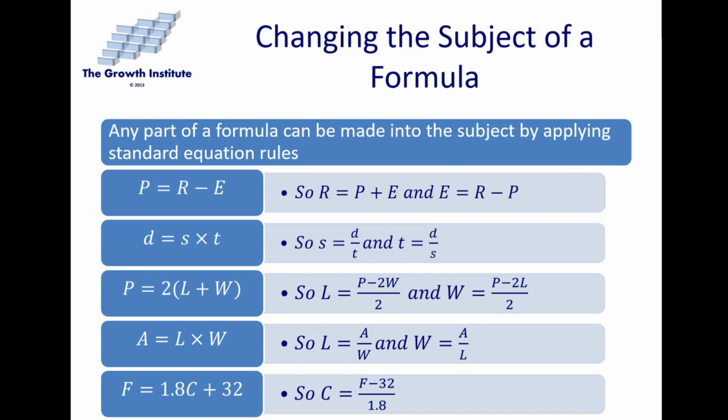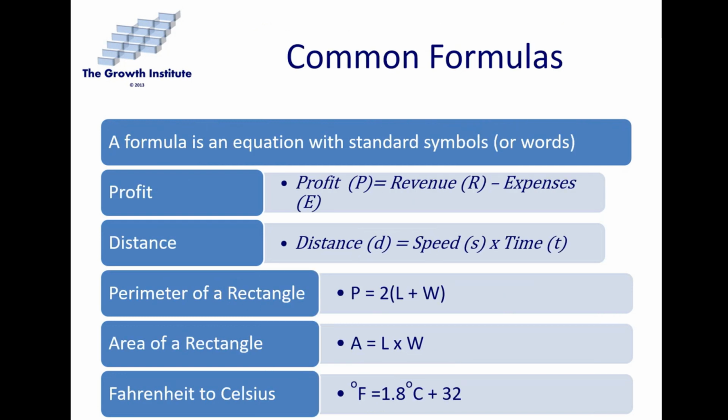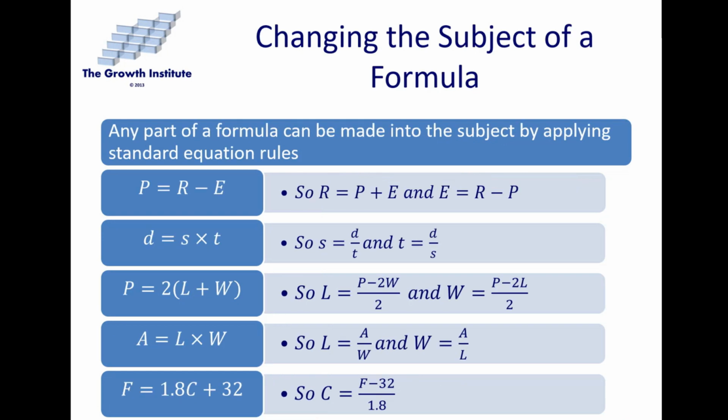What about our distance? Okay, we said that, let's just go back there. We said the distance is equal to speed times time. So if that is true, and we want speed alone, we must divide by time. If we want time alone, we must divide by speed. And there you have it. Speed equals distance divided by time.